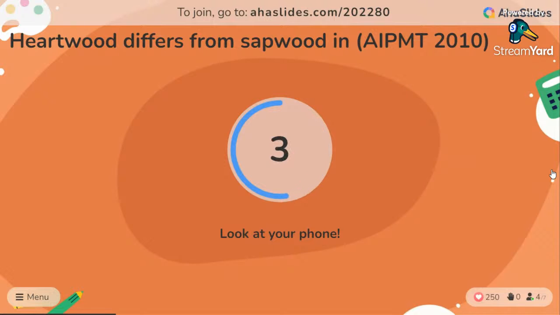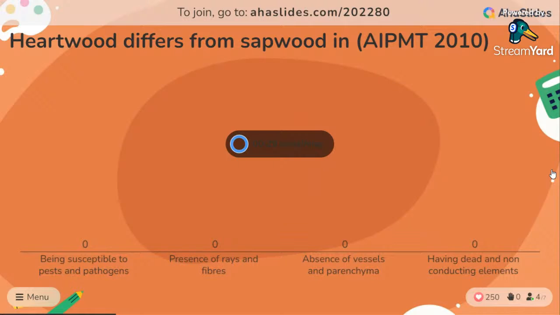Heartwood differs from sapwood in, AIPM 2010: being susceptible to pest and pathogen, presence of resin fibers, absence of vessels and parenchyma, having dead and non-conducting elements.